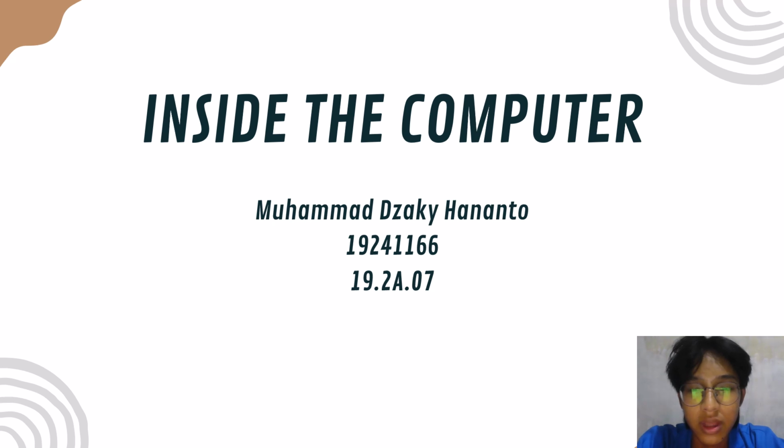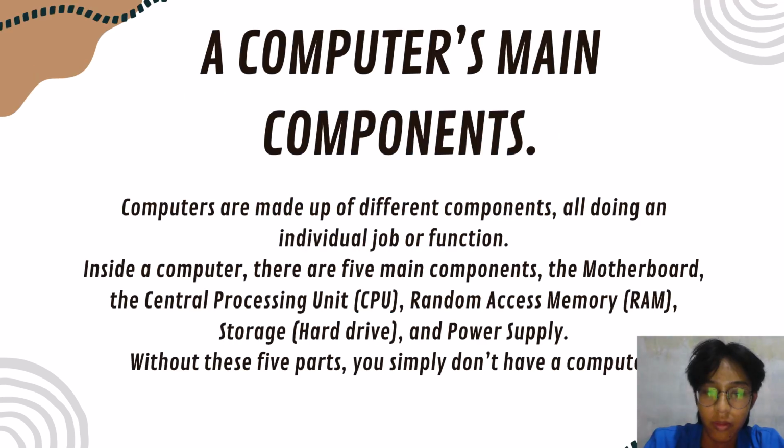Today I will present about inside the computer. A computer's main components. Computers are made up of different components, all doing an individual job or function. Inside a computer, there are five main components: the motherboard, CPU, RAM, storage, and power supply. Without these five parts, you simply don't have a computer.